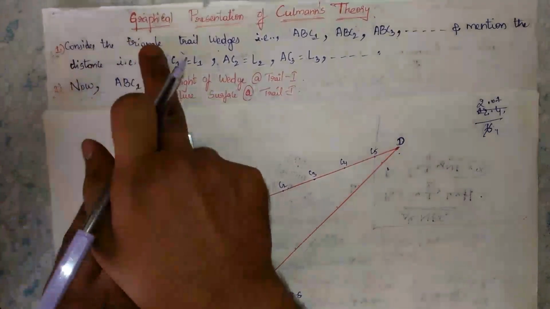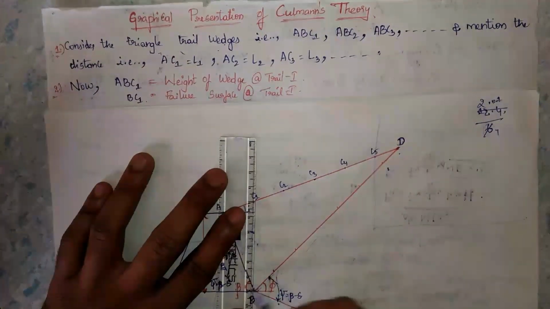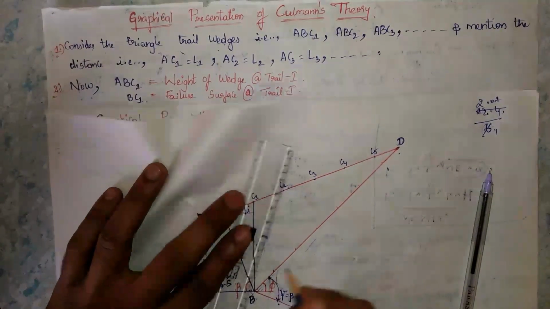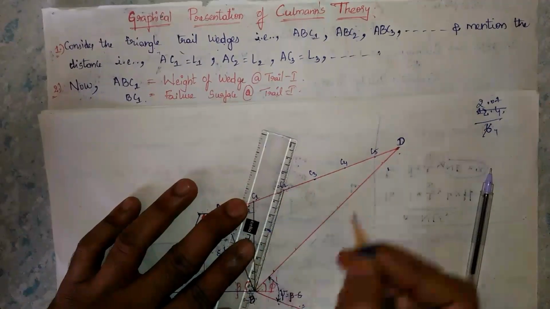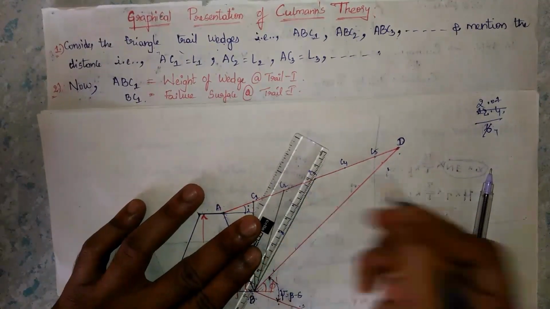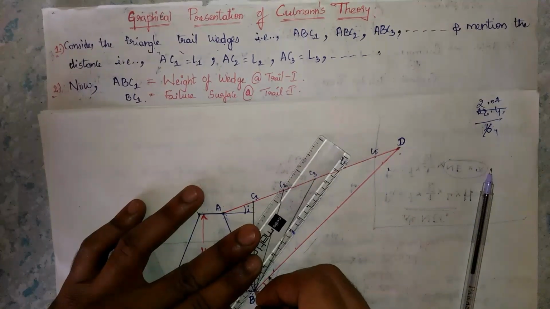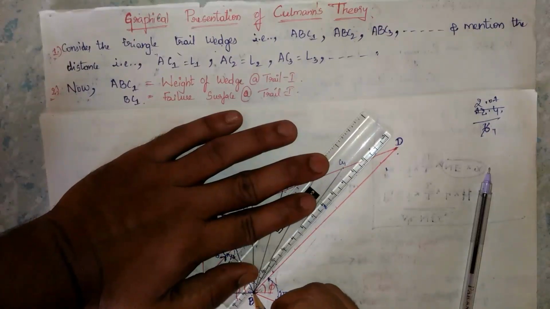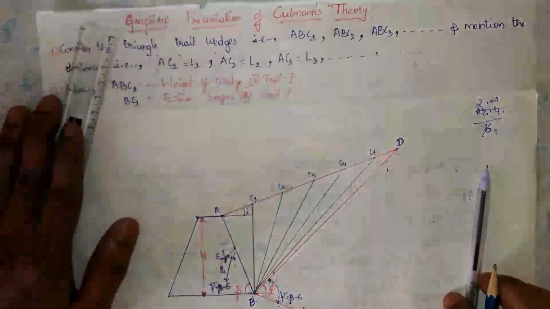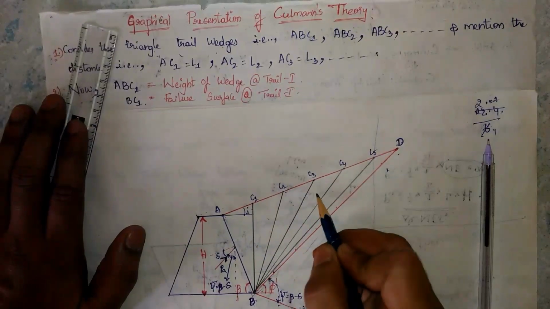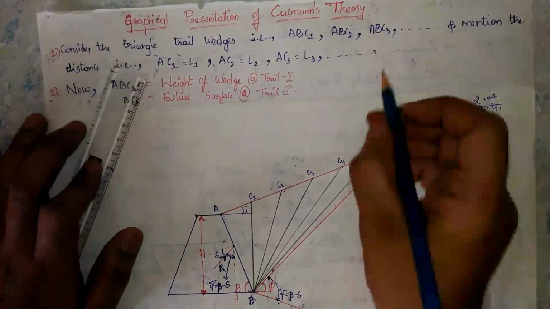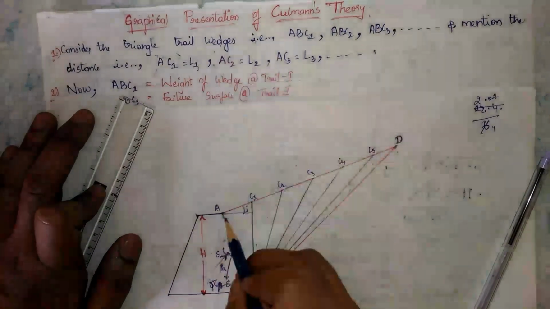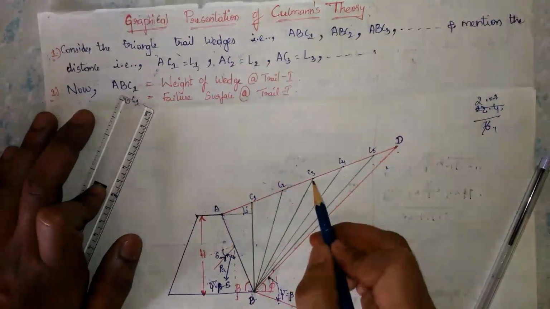So consider the triangular trial wedges. Here the trial wedges are 1, 2, 3, 4, 5. How many did we get? 1, 2, 3, 4, 5, 6. So we got 6 trial wedges. Next, mention the distances, that is AC1 equals L1, AC2 equals L2, AC3 equals L3.